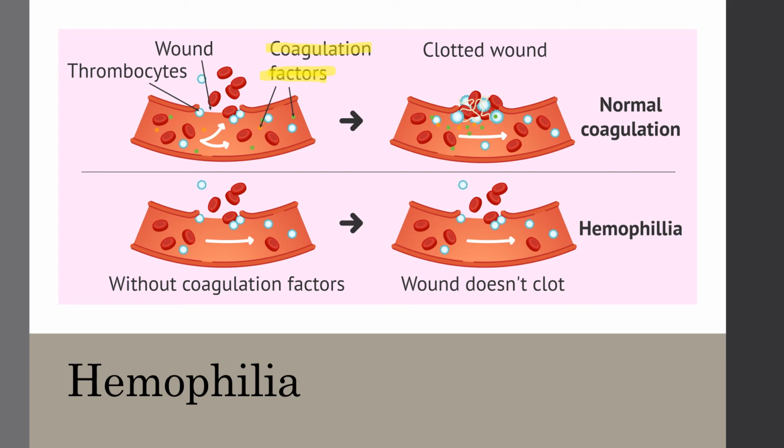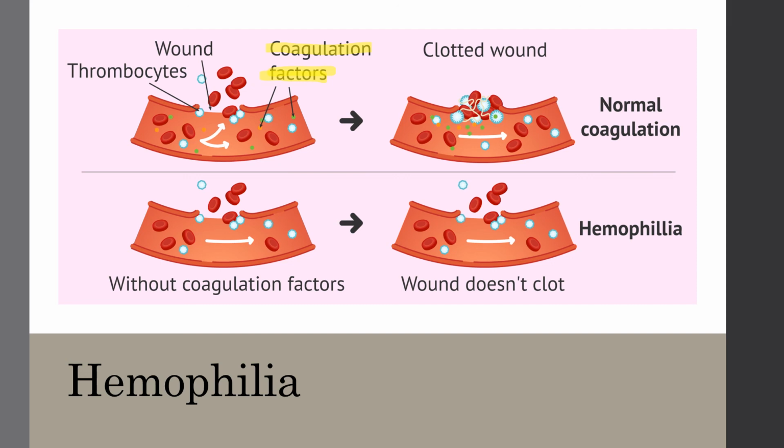Now, hemophilia, just like sickle cell disease, is also an inherited disorder, and this is where, like I said, there's a deficiency in the clotting factors. Without the correct clotting factors present, the person's blood isn't going to clot, and they do experience a lot of bleeding. Now, the biggest risk factor for hemophilia is just having a family history of the disorder.